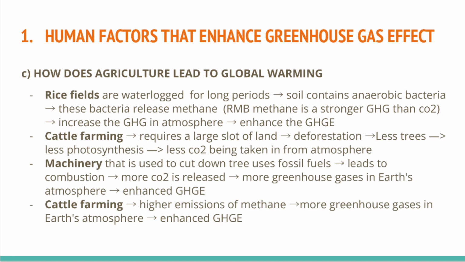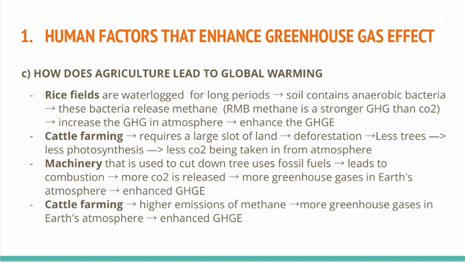But how does agriculture lead to global warming? So you have 2 main types. So you have rice fields and cattle farming. So rice fields are waterlogged for long periods, and in the soil it contains anaerobic bacteria, and these bacteria release methane. And methane is a stronger greenhouse gas than carbon dioxide, and so this means that there's an increase in greenhouse gases in the atmosphere, so the greenhouse gas effect is enhanced.